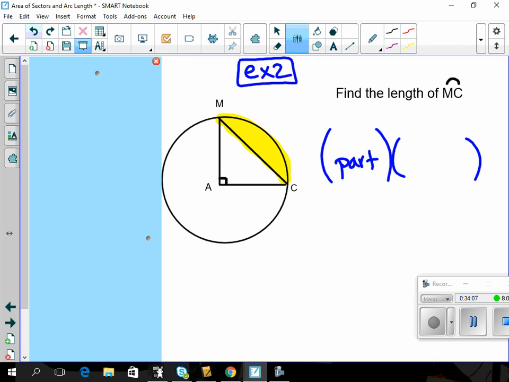Part of what? Arc length is, look at your notes from the last example. Part of what?